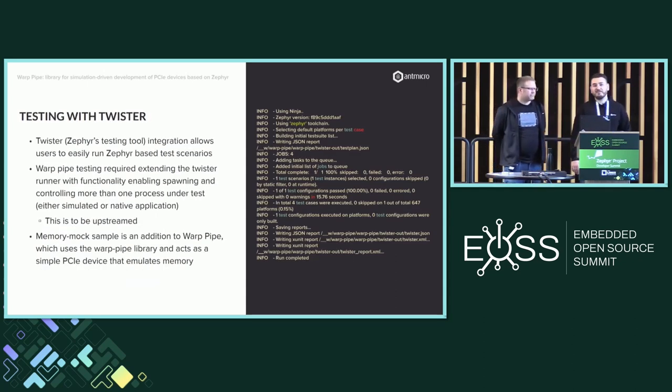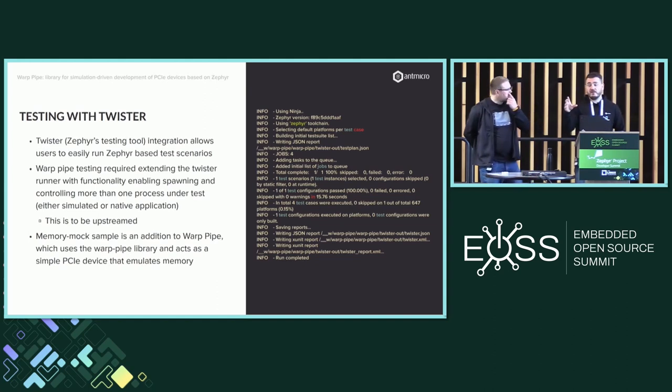It didn't work out of the box, as it should have, but then you run it and you find limitations. One of the limitations of Twister right now is that it assumes that it runs a single process underneath, because it is designed to build a number of configurations and iterate over them or select random configurations that it would test, but in the end it's always a single binary to be run.